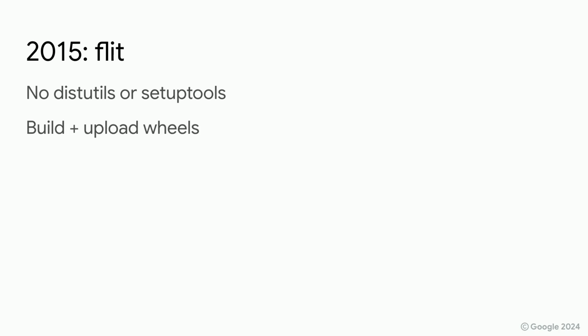In 2015, though, a project called Flit came along. And it had some new ideas. It doesn't use distutils or setuptools at all. It was created specifically to just build and upload wheel files to PyPI. And it also included its own declarative config, flit.ini. So this idea of not depending on distutils or setuptools was new. So in 2016, or roughly around then, a new spec emerges.